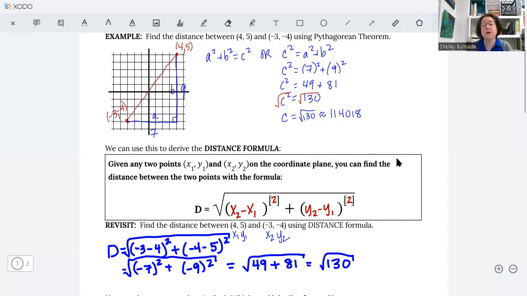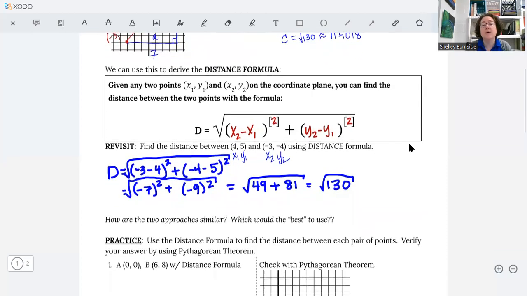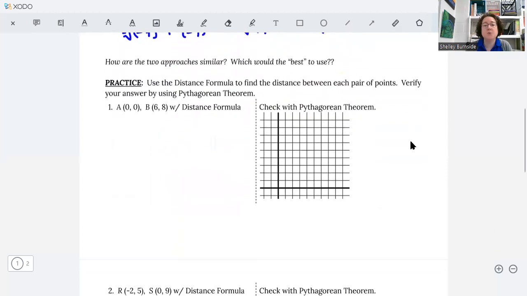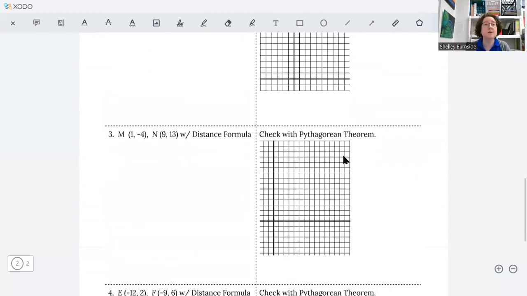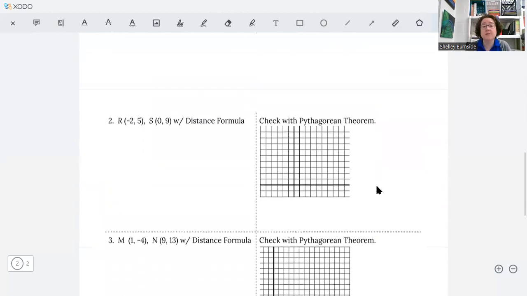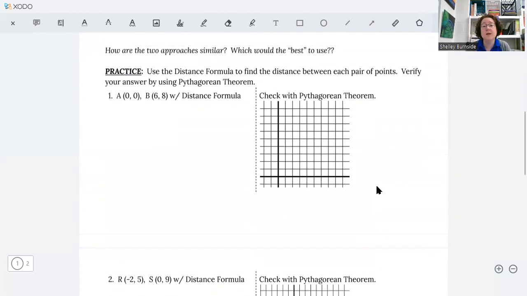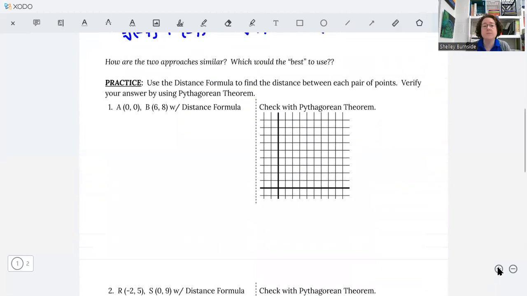So let's look at a few more example problems. How I have it set up on here is for each one of these problems, we can set it up with the distance formula and we can check it with the Pythagorean theorem. I'm only going to do that for the first one, but I put a spot where you could do that for all the rest of our examples. So if you want to, please go ahead to double check. It's a great way to check your work to use two different methods on the same problem and see how they compare.